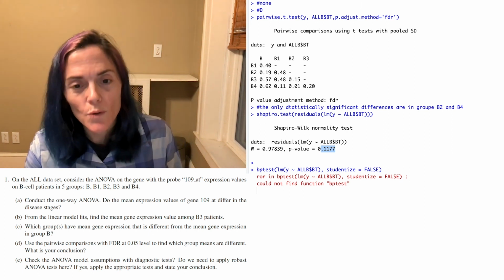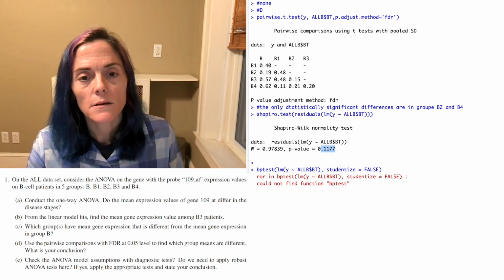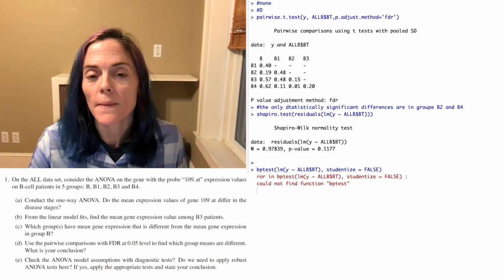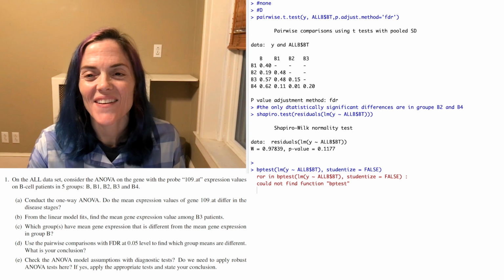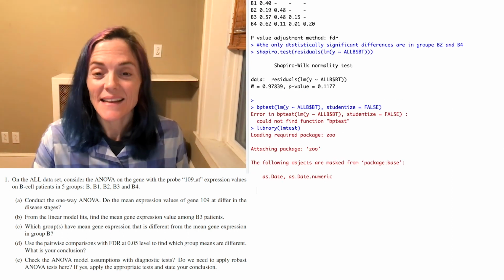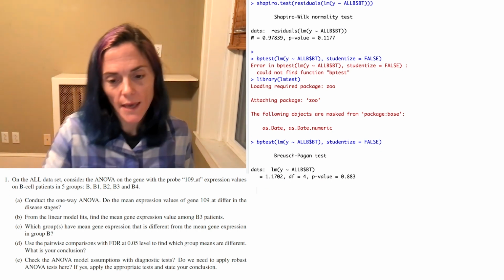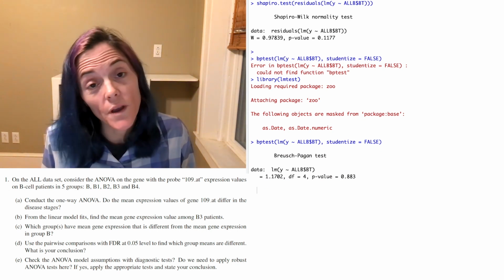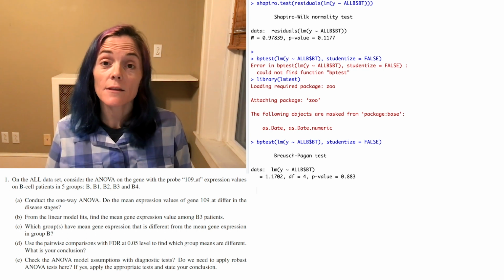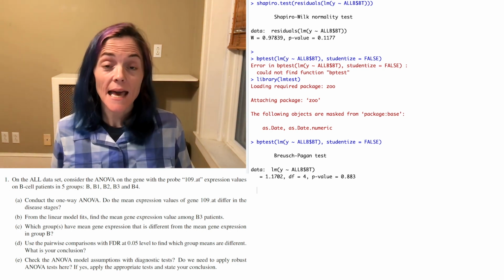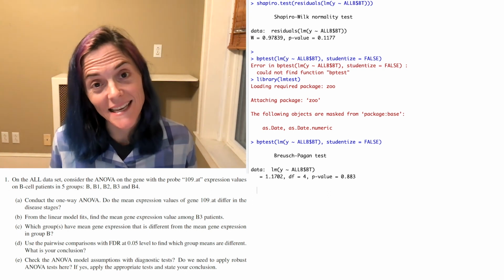Now, my issue is I need this library lmtest in order to run the Breusch-Pagan test. Now I should be able to call this Breusch-Pagan test. Okay, great. Our p-value is very large, so we fail to reject the null here. It seems reasonable that our data satisfy the homoscedasticity assumption.